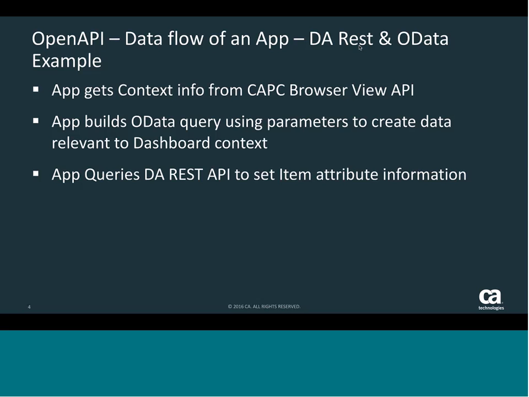We can also, then another thing, OData would build the query using those parameters that I mentioned, and then the app can query the DA REST API to set item attribute information as well. So we're gonna look at an app that's gonna exercise multiple aspects of the API with our weather map, both through the DA REST web services and through the OpenAPI REST services, as well as using the CAPC contextual awareness in our browser view or in 3.1 in our app view.